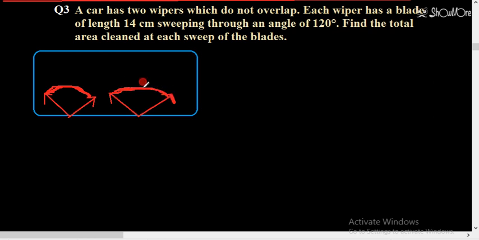In this way the wipers are moving here, and they are making an angle of 120. If you see clearly, this angle is given to me, that is 120 degrees. Two wipers are there and the length of each wiper is 14. That means the radius of this circle is 14, and they are making a sector of 120. This is also making a sector of 120, and the radius of this sector is 14 centimeters.